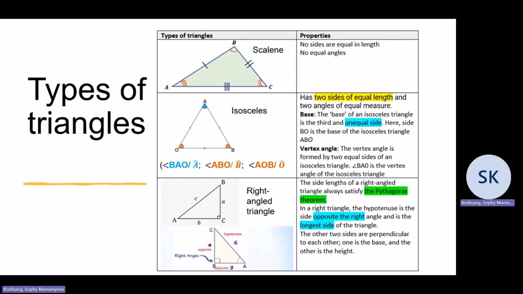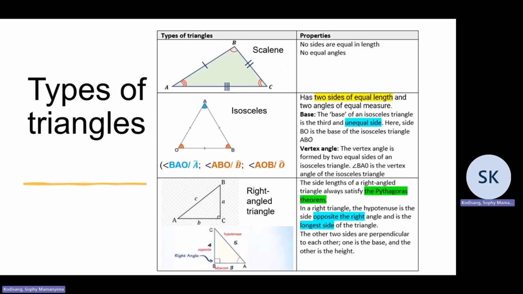Now, in a right angle, the hypotenuse is the side opposite the right angle and is the longest side of the triangle. Let's look at triangle ABC again. The longest side in this case is AB, and AB is called the hypotenuse. So every time we solve problems related to the right-angled triangle, we need to mention which one is the hypotenuse and which ones are the other sides. The side that is always opposite the right angle, which is angle C in this case, is the hypotenuse.